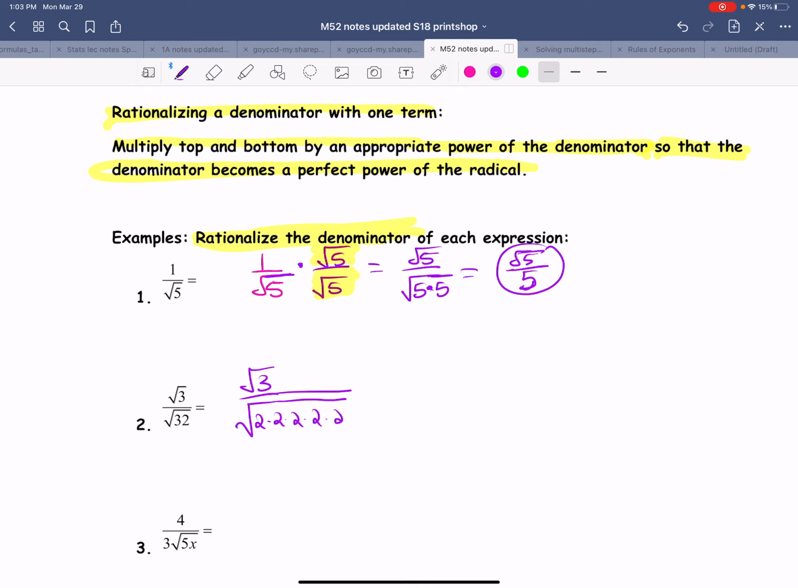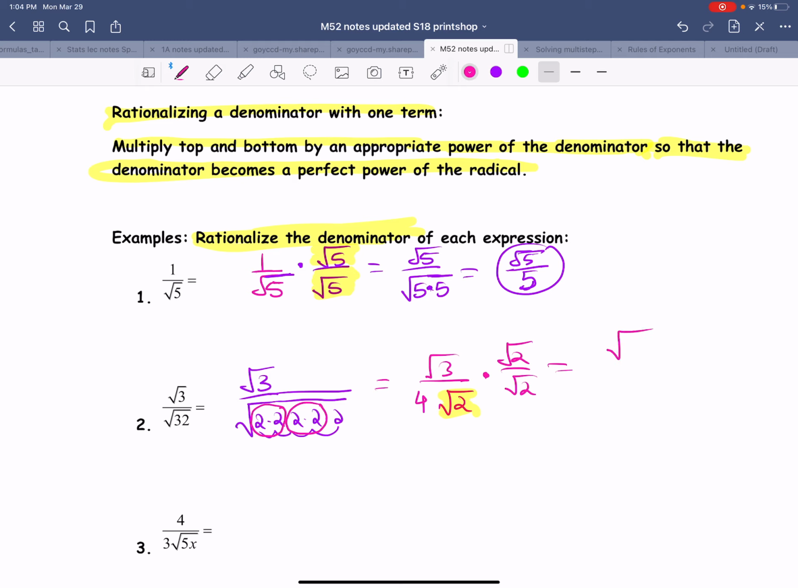So 32 is 2 times 2 times 2 times 2 times 2. Now let's go ahead and simplify it first. For every pair of 2's inside, 1 2 can be pulled outside. So 2 times 2 outside would be 4, and there's a root 2 inside. Now for me to be able to get this 2 out of the radical in the denominator, I need to multiply both numerator and denominator with a square root of 2. Because I want to have two 2's inside the square root, so I can pull it out.